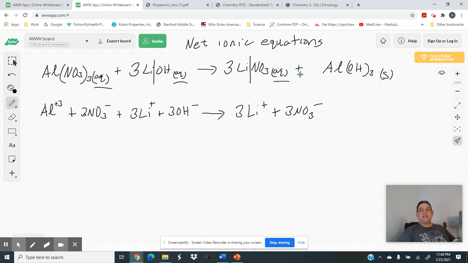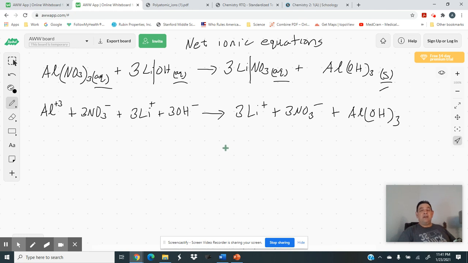And then that's going to take us to the last one, aluminum hydroxide. Aluminum hydroxide is a solid, so we don't have to break it up. We keep it together. Solids, liquids, or gas. Sometimes you see liquids, sometimes you'll see gas, like sometimes you form water in these. You keep them together. You don't break them into ions. Only aqueous substances.